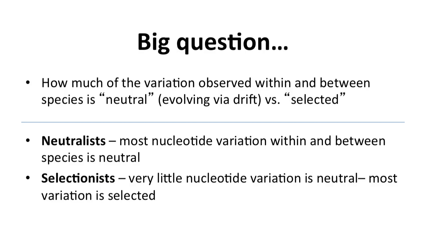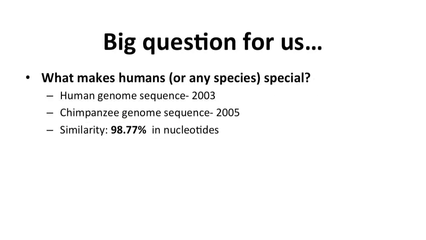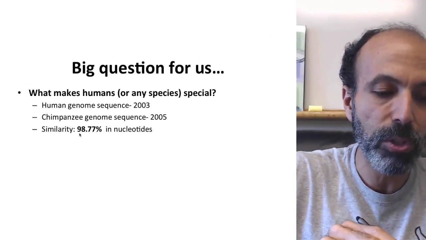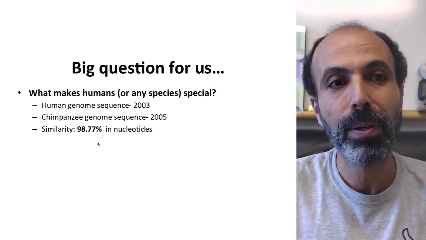So the big question for us then is what makes humans, or you could look at any focal species, special? Well, if we look historically, the human genome sequence was first published in 2003. It was available a few years before that. The chimpanzee genome sequence was published in 2005. And if you look at these genome sequences, they're very similar. On average, 98.7% of the nucleotides match up.